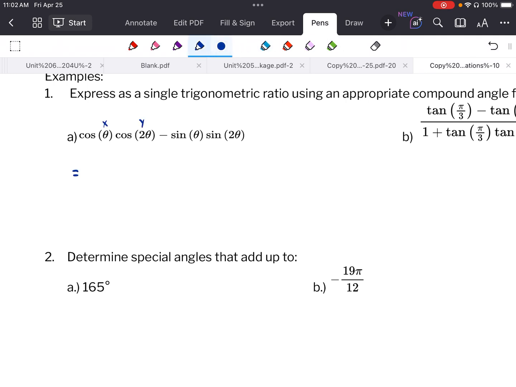Okay, so when we're simplifying it, we know that this is the cos x plus y formula. So we have cos x plus y, or cos theta plus 2 theta. And then we just simplify that into cos 3 theta. Okay, and that's all.